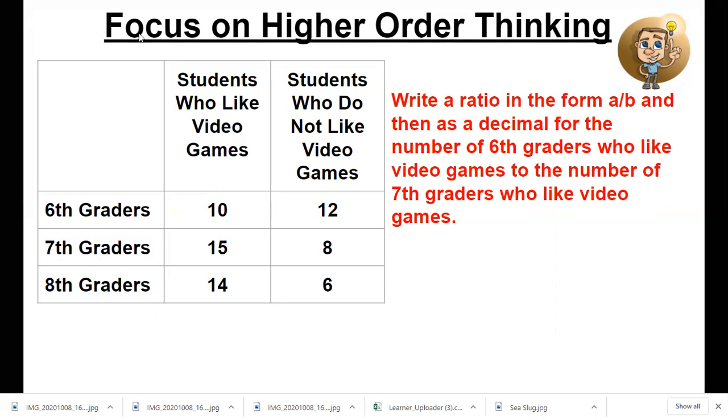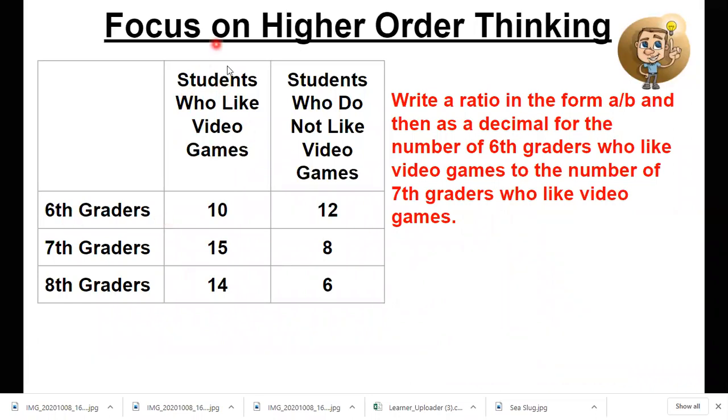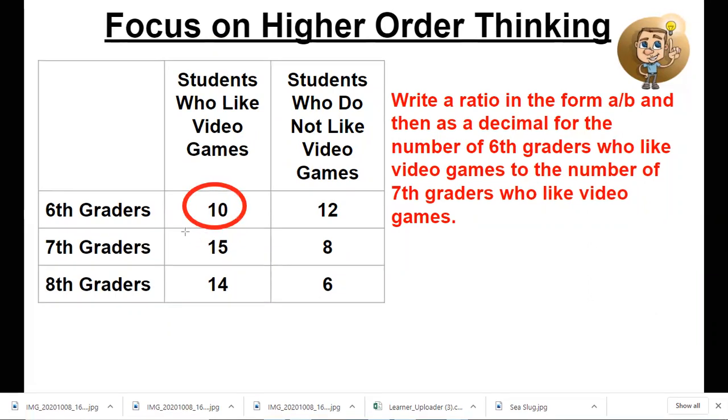So let me just do this for a sec. Let's find the number of 6th graders who like video games. So we're in this column here. We're in this column, students who like video games, and we need the 6th graders. So which 6th graders like video games? 10 of them, right? And then we have to do the number of 7th graders who like video games. We're in the same column, but this time we're here.